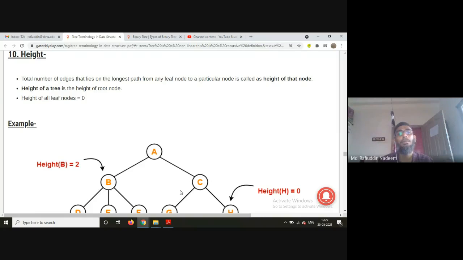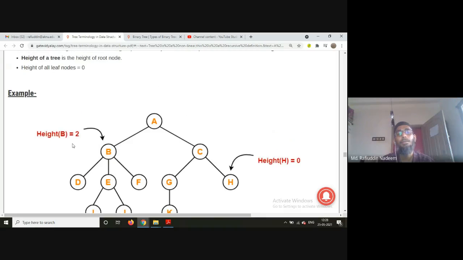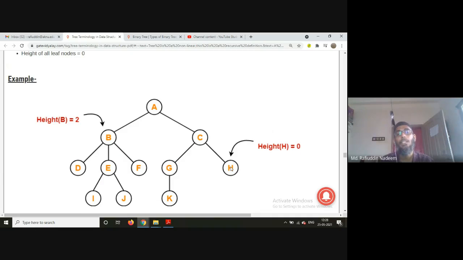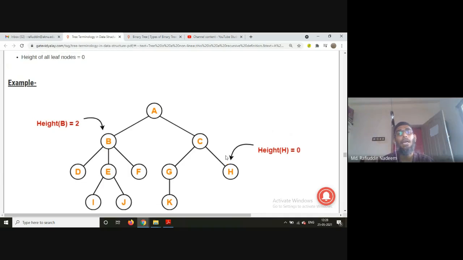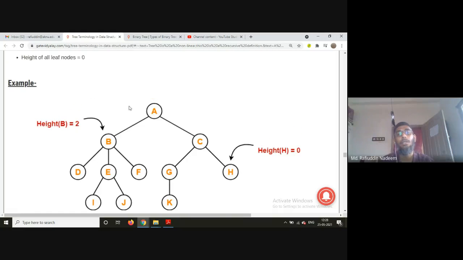So if you take a particular node, what is the height of B? Means the longest path. See here, from D to B we have only one edge, but in fact the longest path is from I to E to B. So we have two edges here. Then we can say the height of B is 2. And the height of H is 0 because it doesn't have any leaf nodes below it. And what will be the height of A here? The height of A will be 3: 1, 2, 3 edges here.